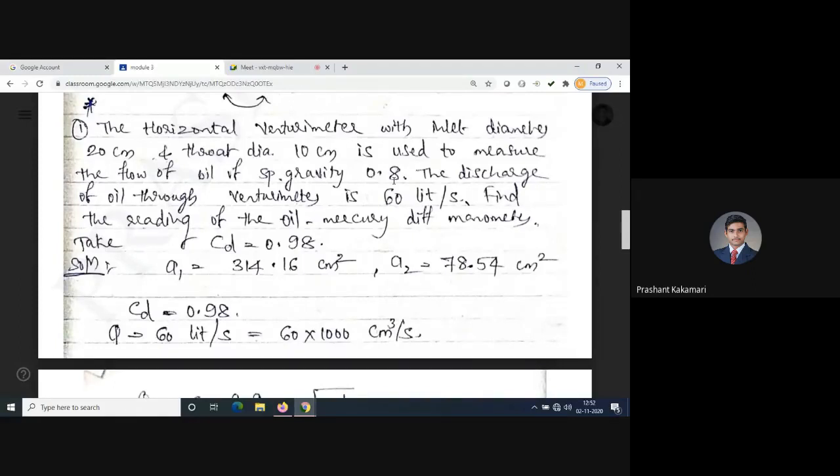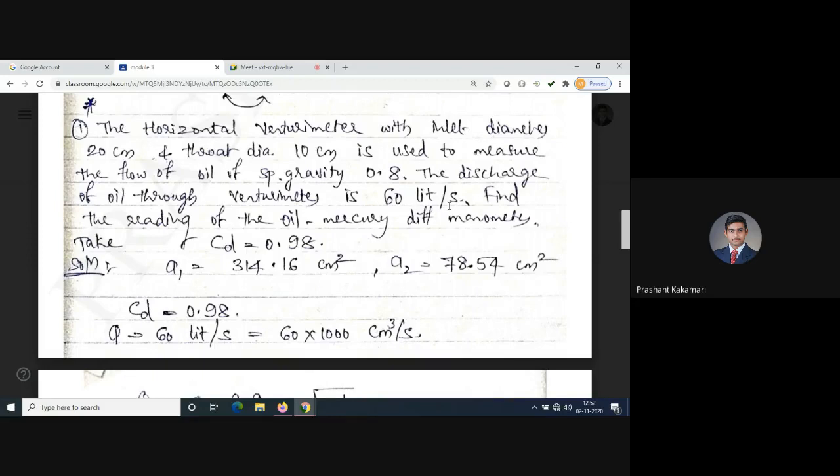Now the Venturimeter is connected in the pipe, and it is used to find the flow rate of the oil flowing in the pipe. So the pipe fluid is oil of specific gravity 0.8, so I can consider the SP value as 0.8. The discharge of oil through the Venturimeter is 60 liters per second. The discharge value is given. Actually, by derivation we need to find the discharge. I think they have taken one big tank, collected all the oil in that, and found the value in meter cube per second or liter per second. That is 60 liters per second.